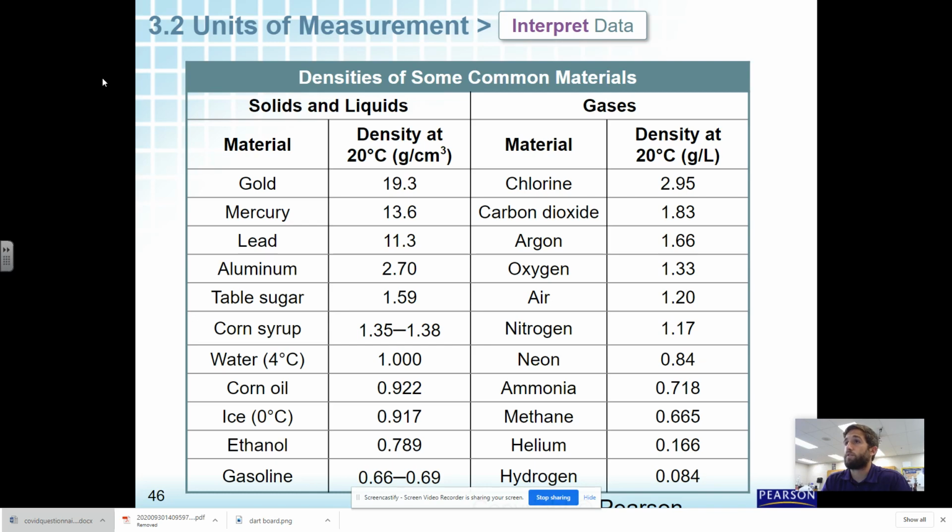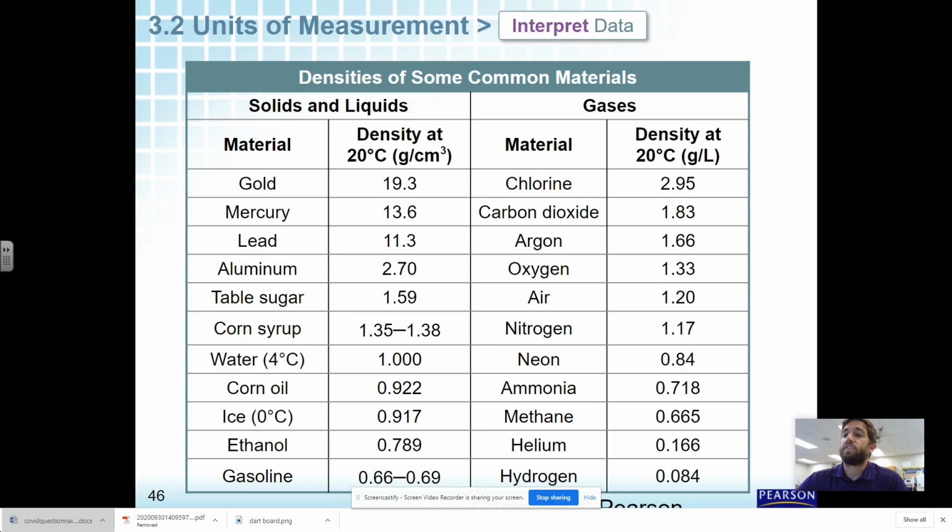So here are the densities of a bunch of different materials. Here, on the left you have solids and liquids, and on the right you have gases. Now notice the units are different. These are all at room temperature, by the way. 20 degrees Celsius is about 70-ish Fahrenheit, so that's room temperature. So if you look, this should decrease in density. So gasoline is the least dense solid and liquid on this list, and as you go up, you become more dense.